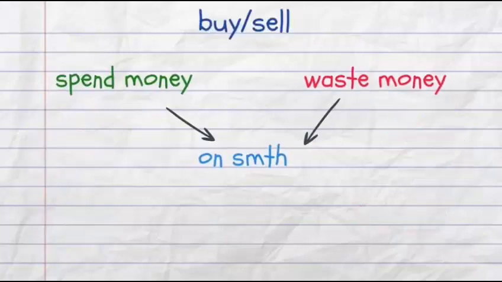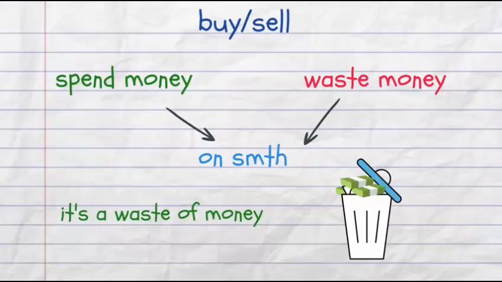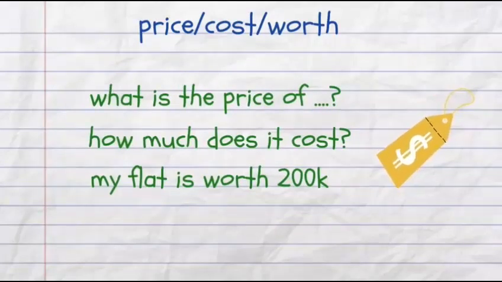You can spend money on something, but if the expense was not necessary or wrong, it's a waste of money. So the word waste can be used both as a verb and as a noun. To ask about the price, the questions are: what is the price of something? How much does it cost? You can also use the adjective worth. For example, my flat is worth $200,000. And if you ask me why the letter K stands for the word thousand, from what I know, it originates from the Greek word kilo, which means 1,000.